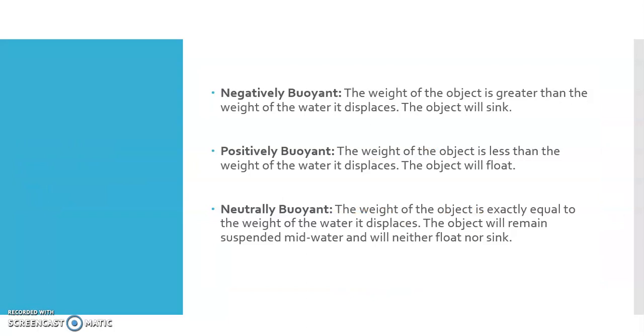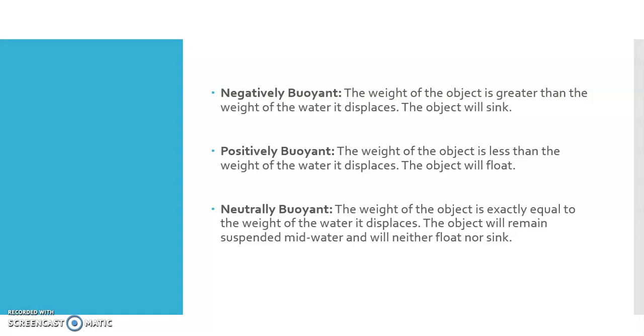All right, so an object can be negatively buoyant. This means that the weight of the object is greater than the weight of the water it displaces. We're going to talk a lot more about displacement of water in a minute, but just for right now, know that an object sinks if its weight is greater than the buoyant force.